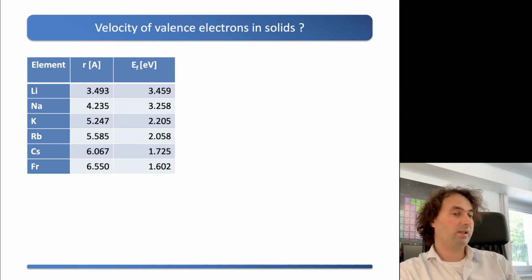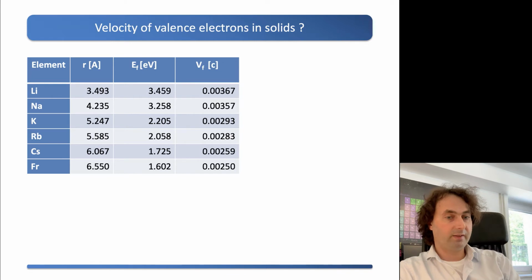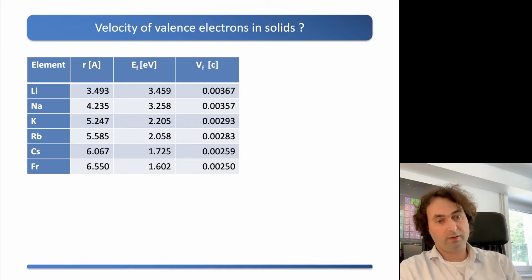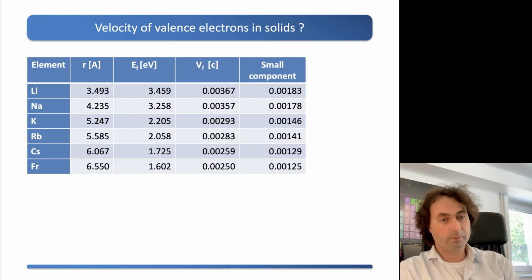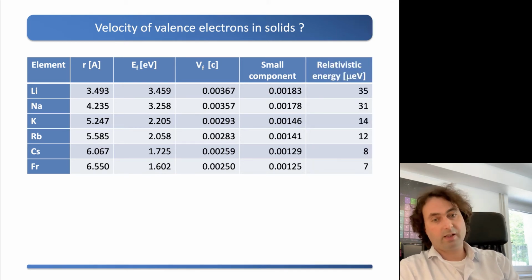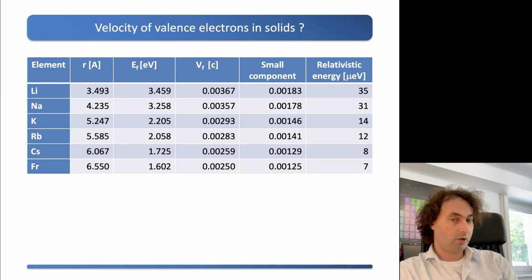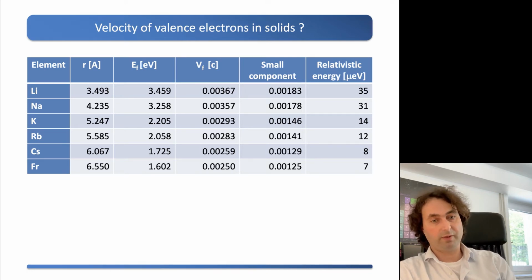Then the Fermi energy is getting smaller when you go from lithium down to francium, and with that the velocity in terms of the speed of light is getting smaller when you go from lithium to francium, and with that the small component of the wave function is getting smaller, or the relativistic energy correction that you have is getting smaller when you go from lithium to francium, which is somewhere of the order of 35 micro eV for a free electron model of lithium to something like 7 micro eV for a free electron model of francium.